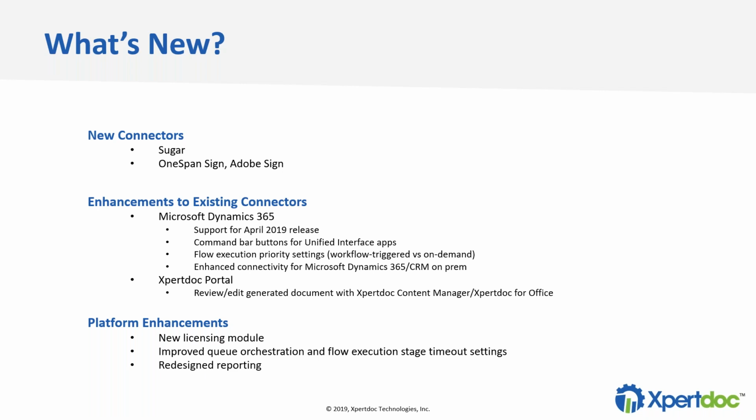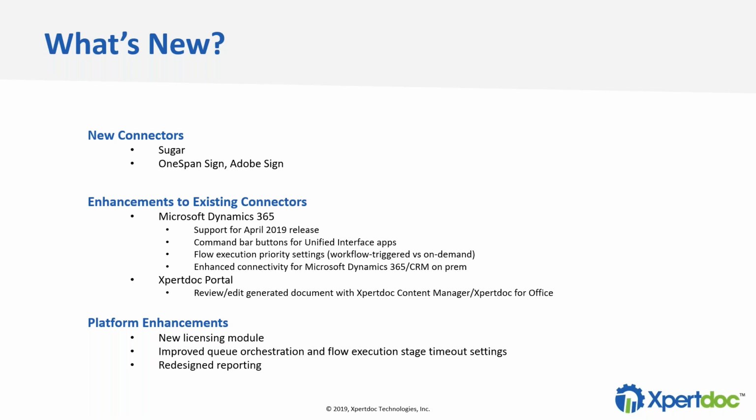Okay, so I'm going to show you how you can select which button you're going to use in your unified interface apps. By the way, you can also put both in there if you want to. And then I hope to also show you how that works from an end user's perspective. Flow execution priority settings. This is interesting as well.